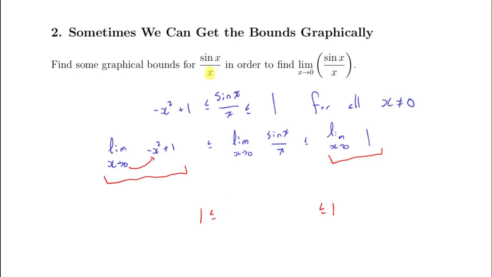So what we found, again, is that our limit that we don't know anything about, but we want to know about, is stuck in between two numbers, 1 and 1. So again, we're pretty convinced that this limit has to be 1. The only value in between 1 and 1 is 1. That's kind of a silly thing to say, but that's what the squeeze theorem does.